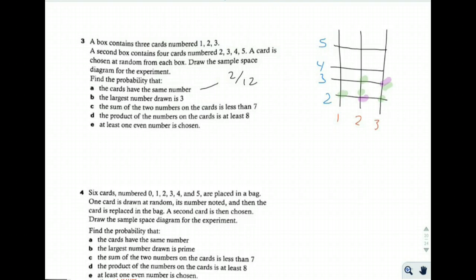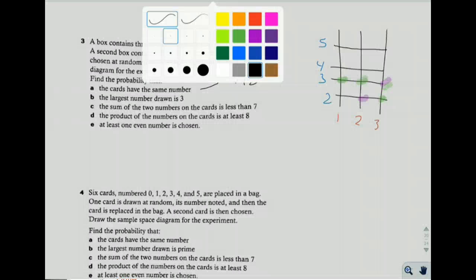Anything that... oops, that would be anything with a 3 drawn, and then a smaller number drawn. Okay, so this would be 3 and 2, yeah. So that would be 4. 4 possibilities.